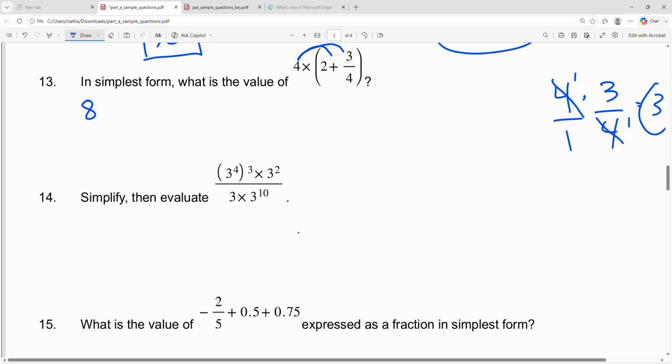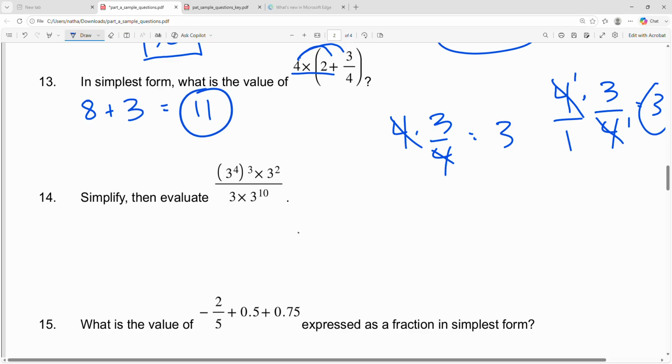So if I have 4 times 3 over 4, I know I can just go and I have a 3, right? So I've gotten rid of that denominator. So 4 times 2 gave us 8. 4 times 3/4 gave us 3. And now we just add. Done. Okay, 11.